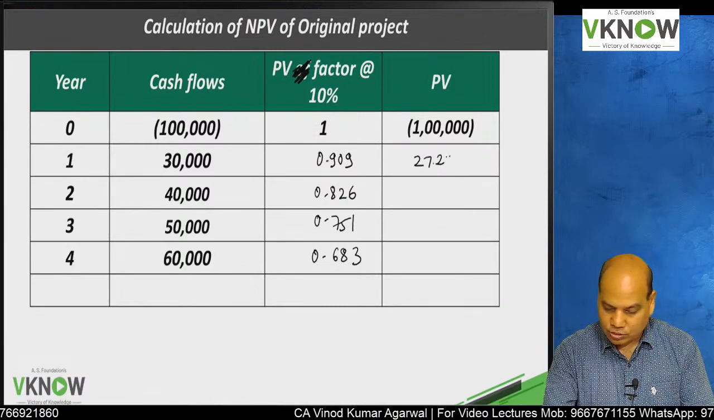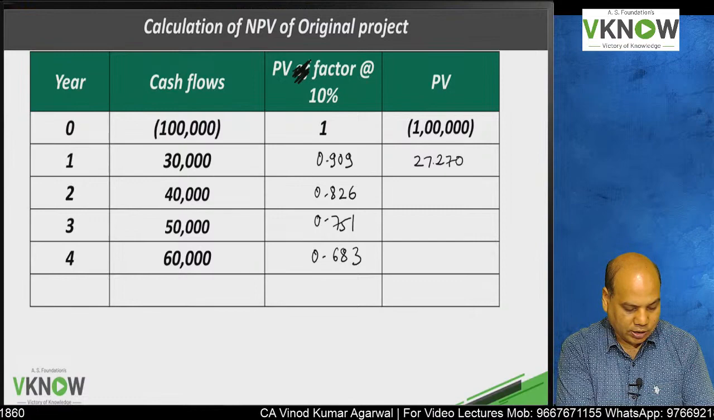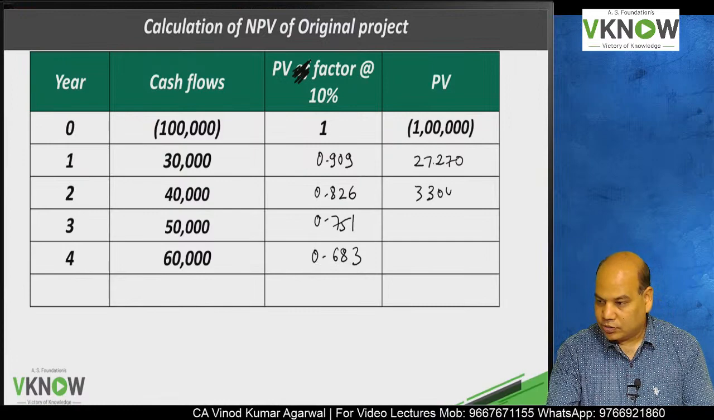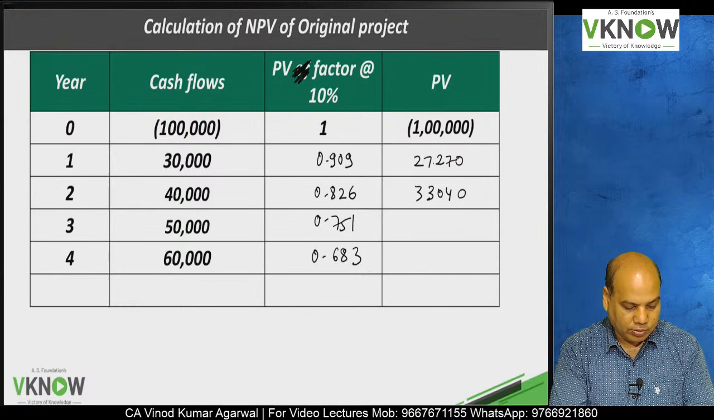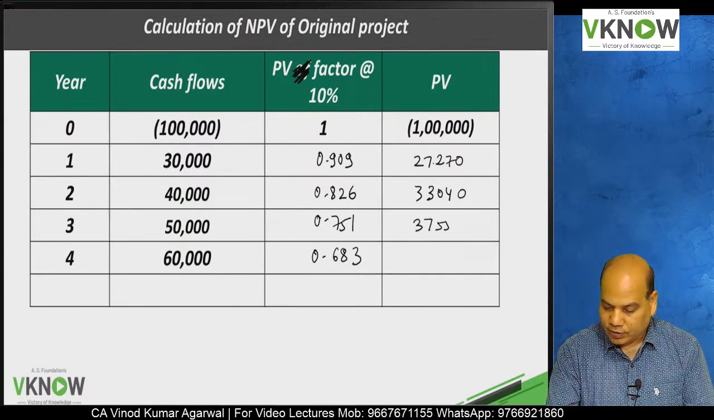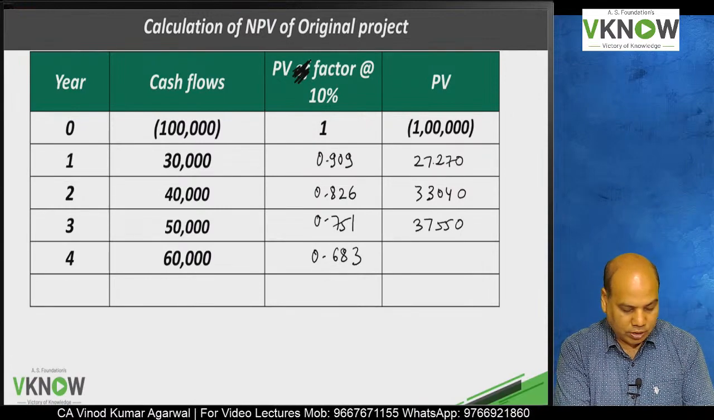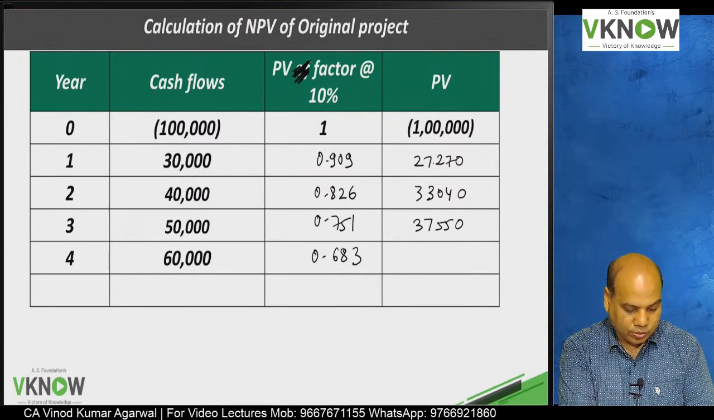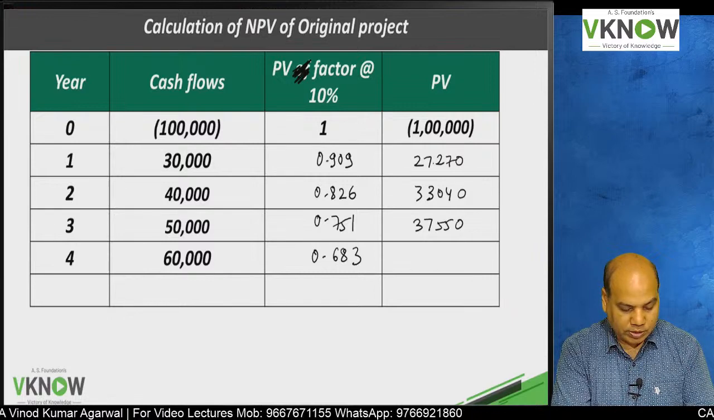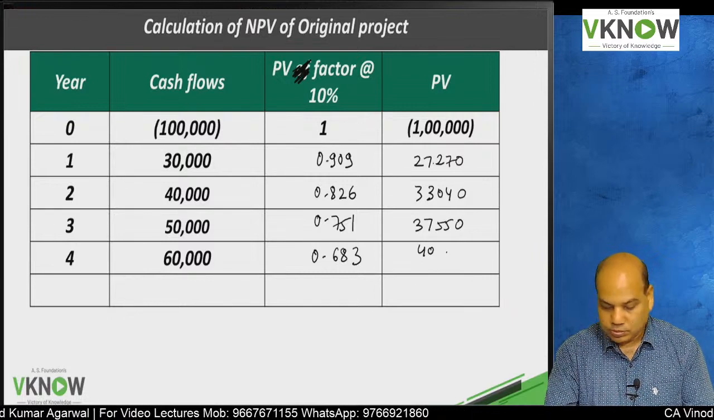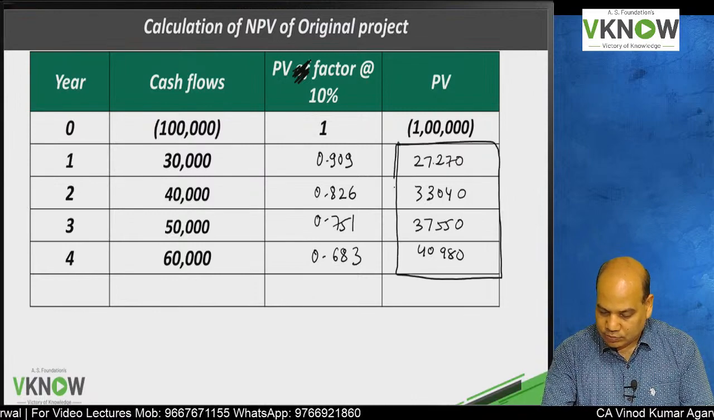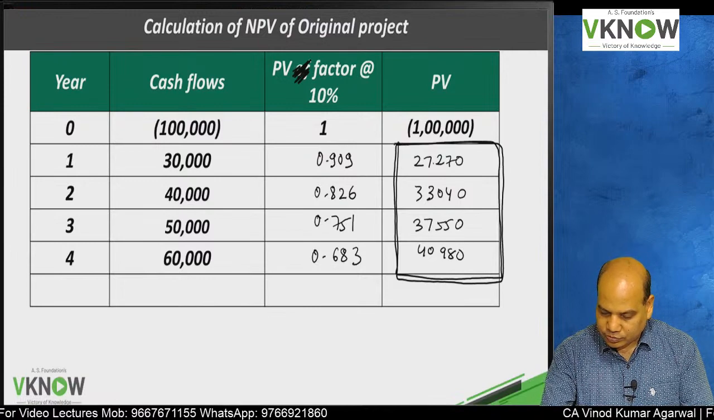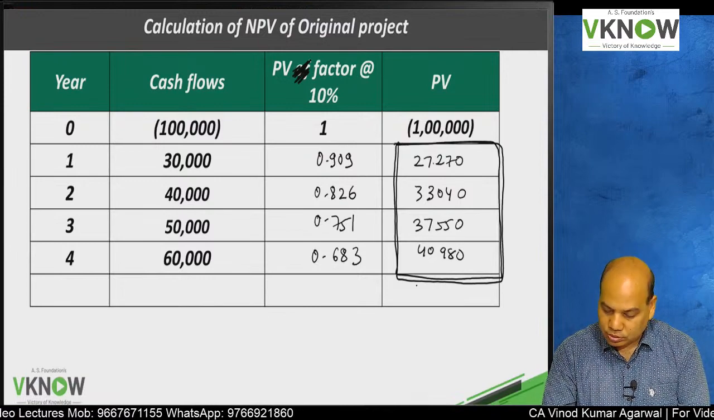Memory plus 27270. 40,000 into 0.826 equal to memory plus 33040. 50,000 into 0.751 equal to memory plus 37550. Then 60,000 into 0.683 equal to memory plus 40980. First you put these four numbers in one box and write the total below.